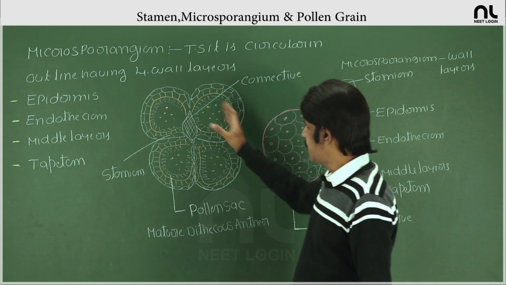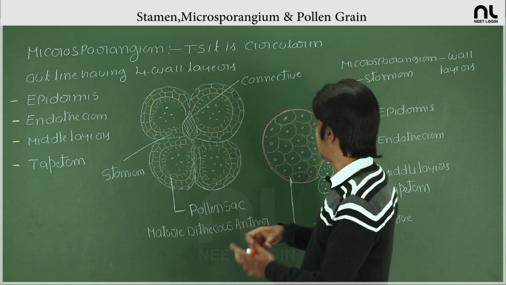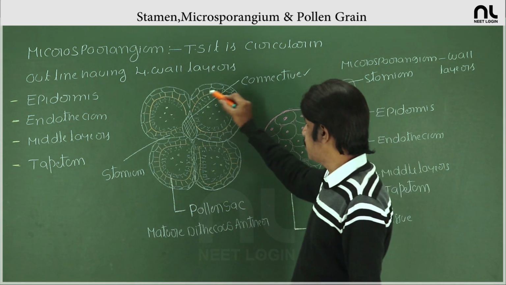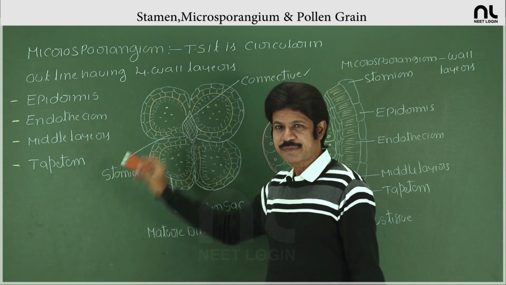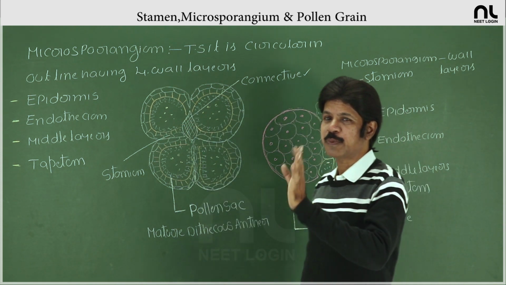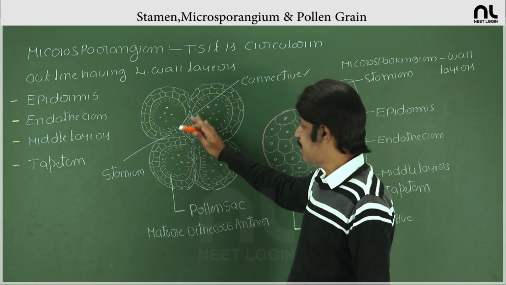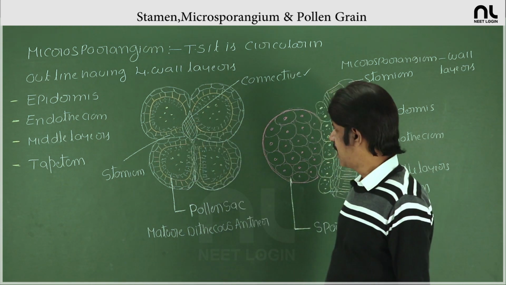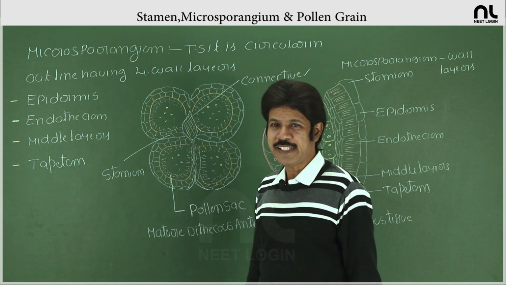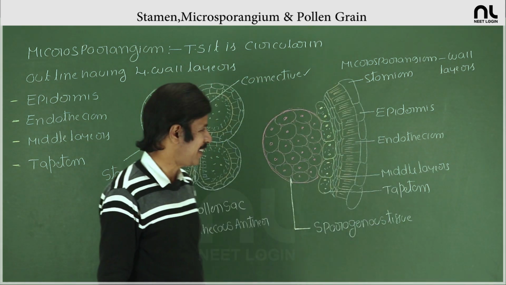And the 2 theca are connected by a connective. This connective provides nourishment to the microsporangium. So it is diploid in nature. And this connective connects the 2 theca. That's why it is a dithecous anther.